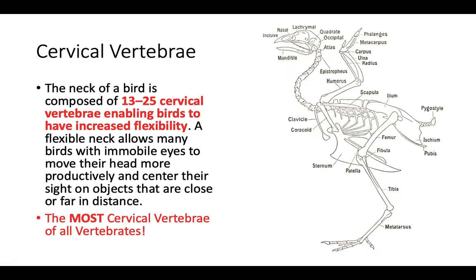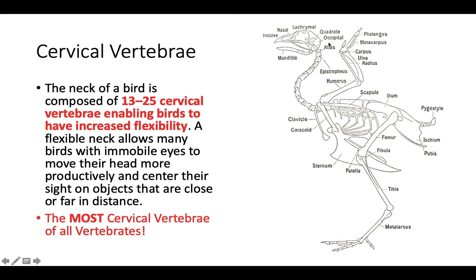Okay. Their cervical vertebrae are probably the most unique of any vertebrates because they have the most cervical vertebrae of all vertebrates. Birds, depending on the species, can have anywhere from 13 to 25 cervical vertebrae. They have a lot of vertebrae in their neck. They have the atlas. They also have an axis. Actually, they can manipulate their head in various ways because of all these vertebrae.